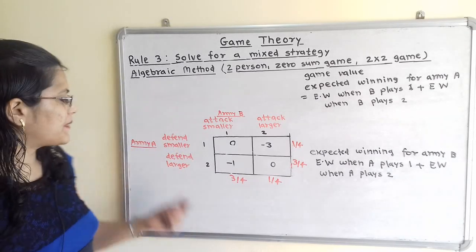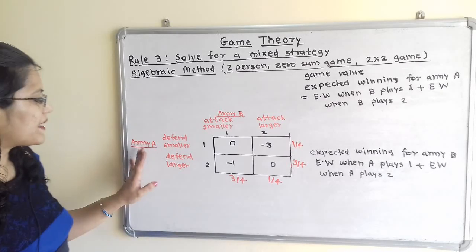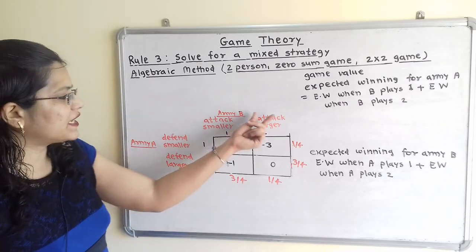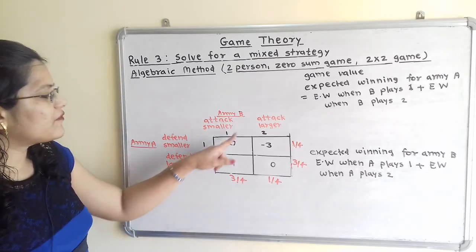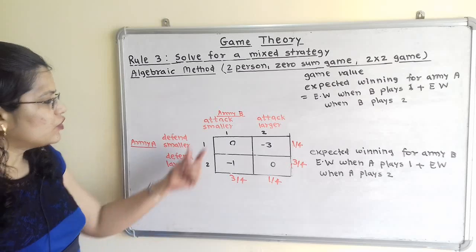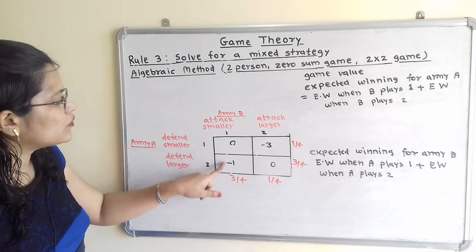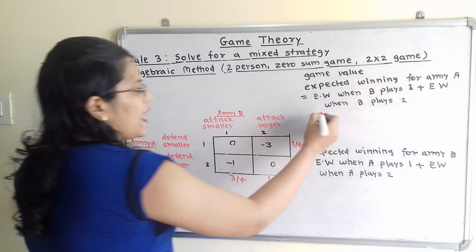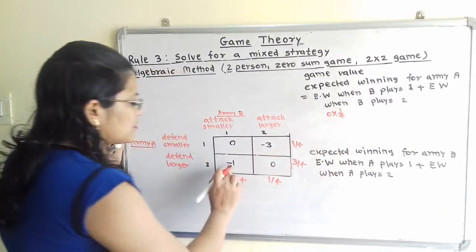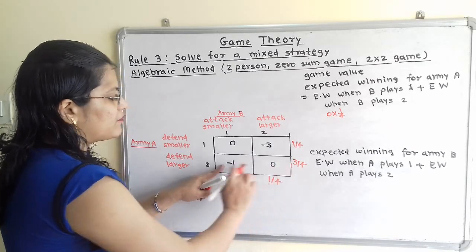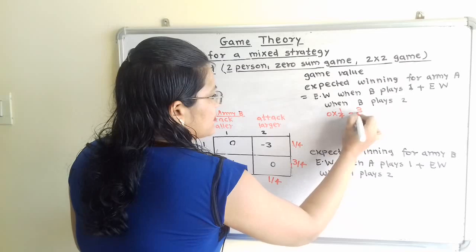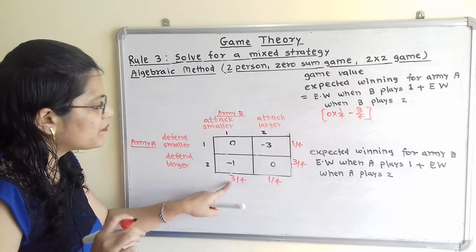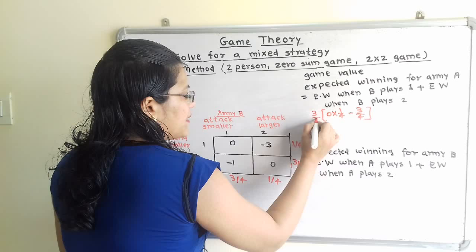First we will find out the expected winning of Army A. So that is the expected winning of army A when B plays strategy 1 plus the expected winning of army A when B plays strategy 2. Now we will first find out the expected winning when B plays 1. Whenever B plays 1, army A has two elements, 0 and 1. For this 0, army A has portion of time 1 by 4. So I will take here 0 into 1 by 4 plus the second element, portion of time 3 by 4, that is minus 1 into 3 by 4. So minus 3 by 4. Now for this whole multiplication, army B has portion 3 by 4, so I will multiply here with 3 by 4.